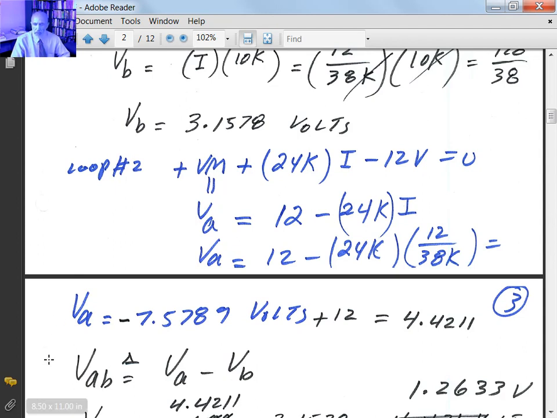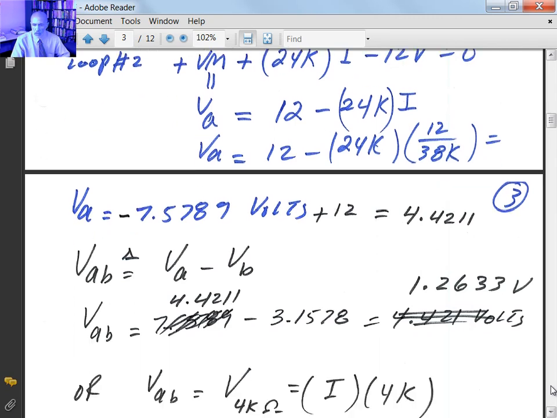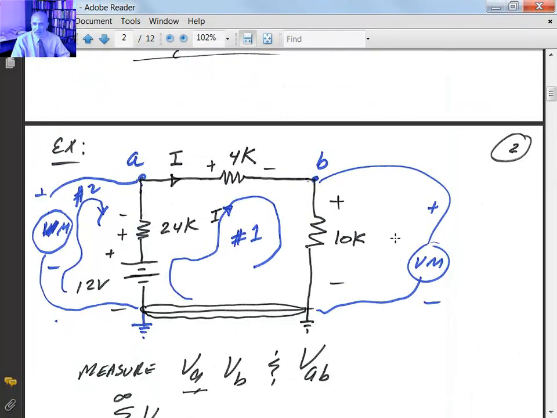Now, by definition, when you do a double subscript, the V sub AB, that means V sub A minus V sub B. This is always true for the double subscript notations. V sub A will calculate to be 4.421, and V sub B was 3.1578, and if you do that, it gives you 1.2633 volts.